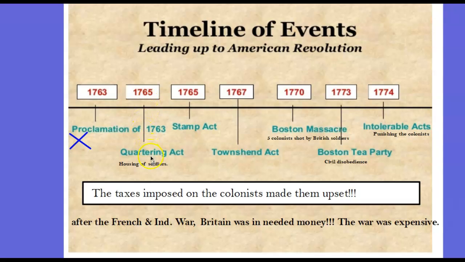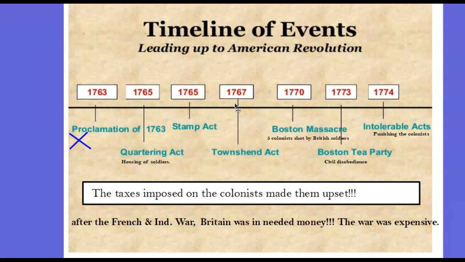Let's also go back to the Quartering Act, which was in fact the housing of British soldiers in colonist homes. Even if they didn't want to, they were told that they needed to house these soldiers because there was no space and no money to house them. So it was now the responsibility of the colonists to provide housing, shelter, and food for the British soldiers.